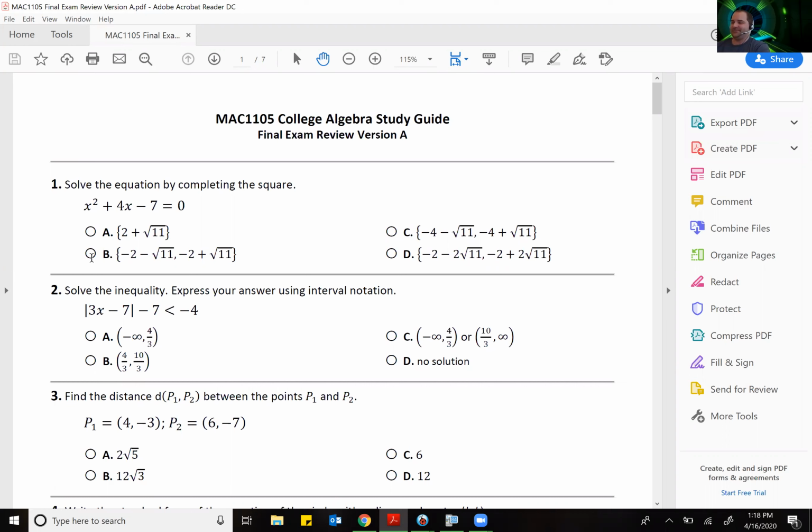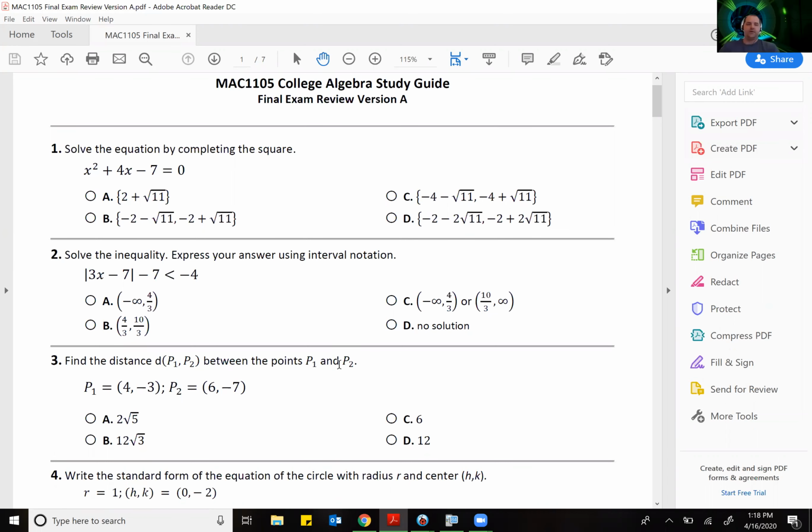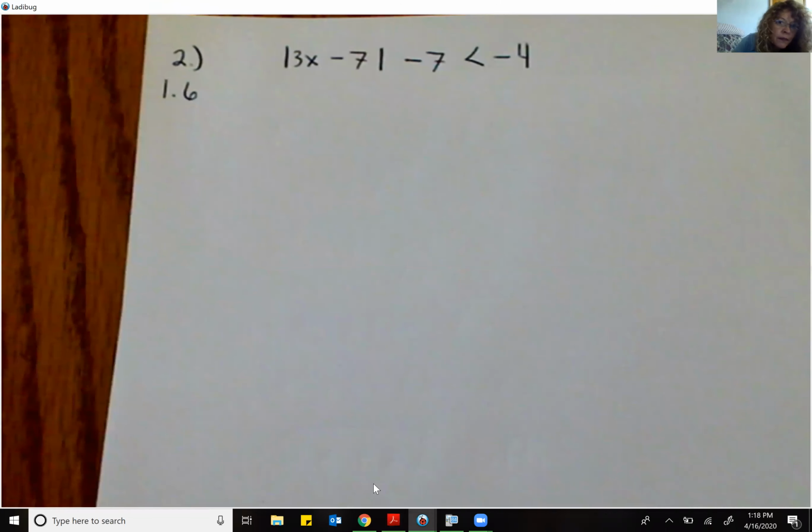All right, so let's move on to question 2. Question 2 says solve the inequality. So this is coming from 1.6. We've got absolute value of 3x minus 7, absolute value, minus 7, less than negative 4. There we go. So there's what we got.